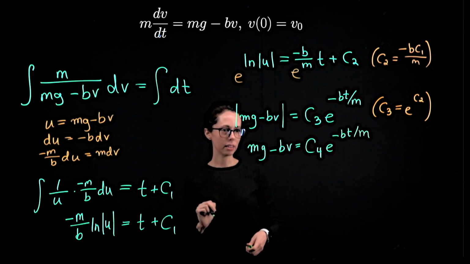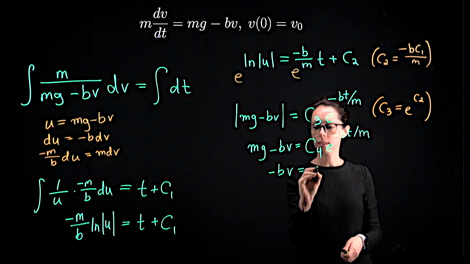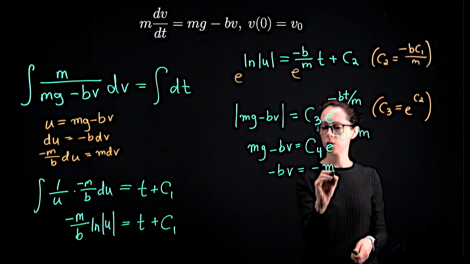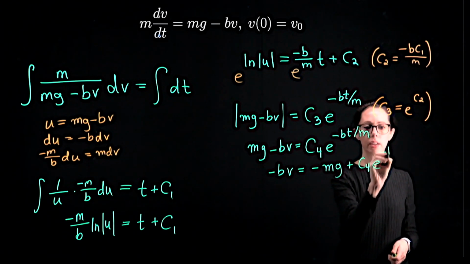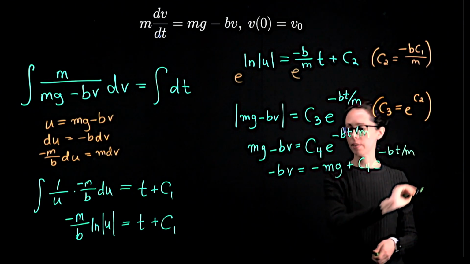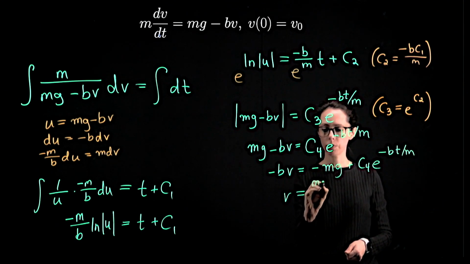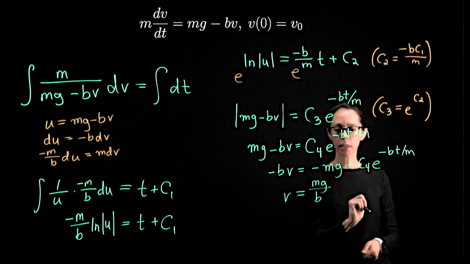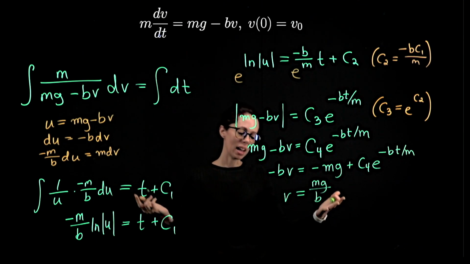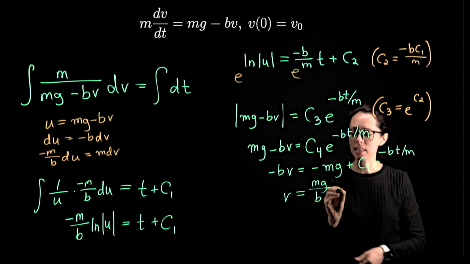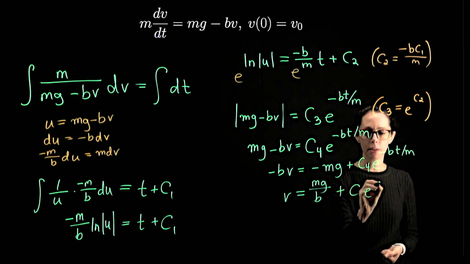We can now isolate v. Now I'm going to do too much at once. So how about negative bv is negative mg plus c4 e to the negative bt over m, divide out by negative b, and we have the velocity is mg over b, you might recognize that number, plus c4 divided by negative b. I'm going to write c5. Actually, I'm just going to write c. I think that's our last constant. So how about just c, e to the negative bt over m.